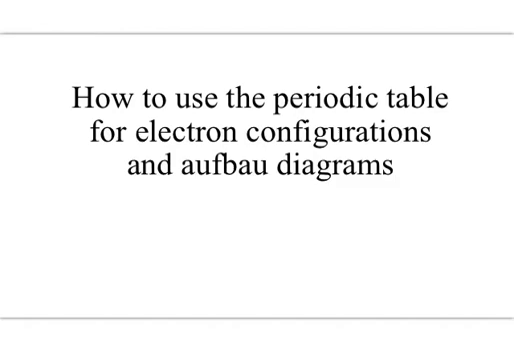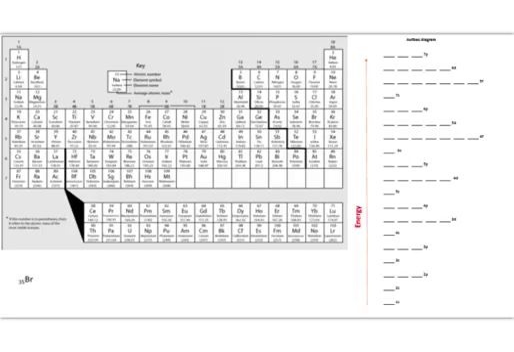All right, in this video, we're going to go over how to use the periodic table for electron configurations and aufbau diagrams. Okay, so I want to do the electron configuration for bromine, which is number 35 on the periodic table, so right here. And I want to build that up. I want to start from the beginning, and I'm going to start at this period and go across. And that gets me the first two electrons.